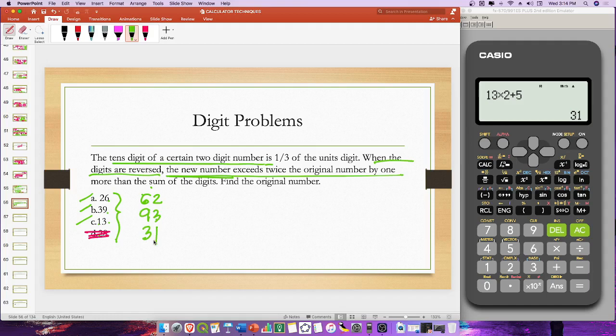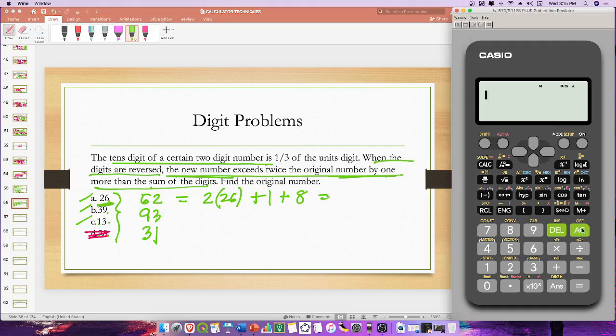So according to this, the reverse digit is the new number. The new number exceeds twice the original number, this is the original number 26, by 1 more than the sum of the digits. The sum of the digits is 8. Okay, let's try it. Is this equal?